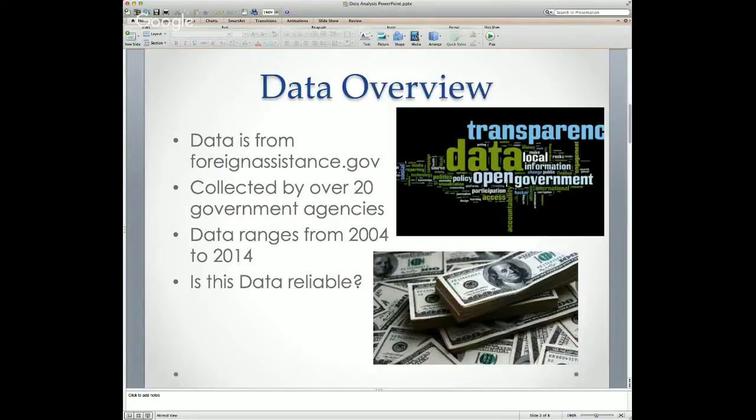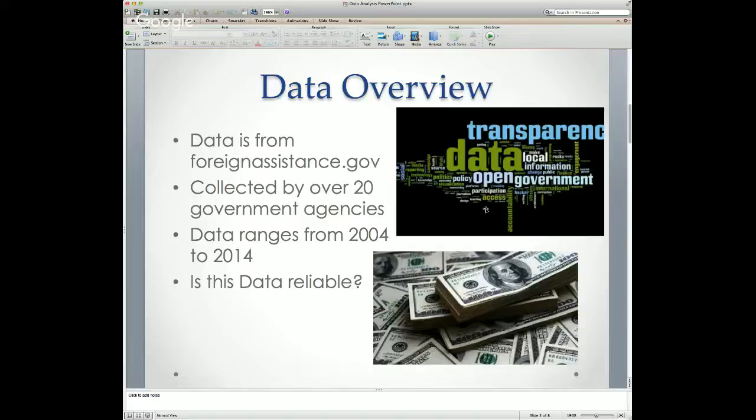The reason foreignassistance.gov was created was in response to the principles of the Paris Declaration on Aid Effectiveness and the President's Open Government Initiative. The website is frequently updated as new data comes in. I honestly, as of right now, do not think that there are any biases in this data, but this could change as I go on with my slideshow.